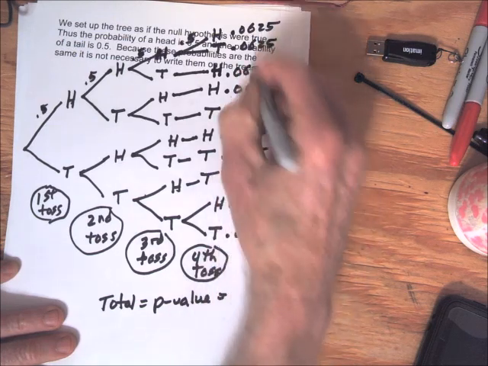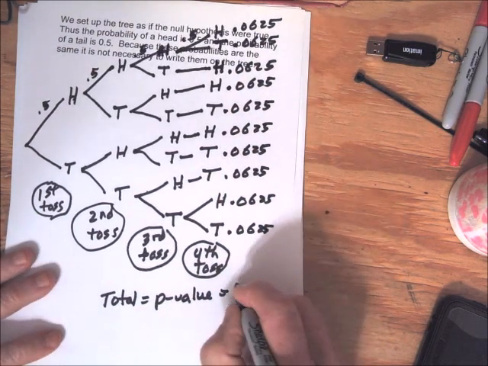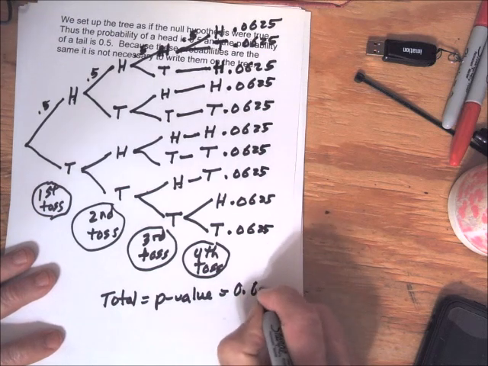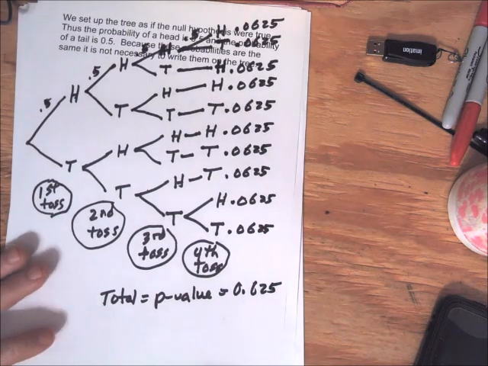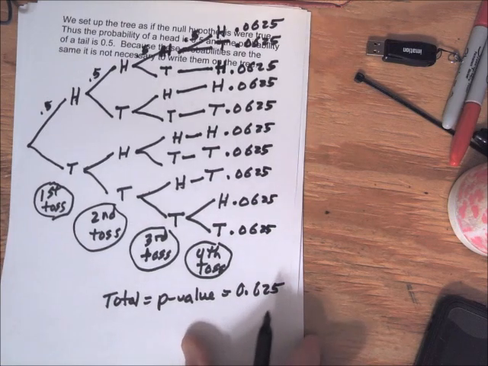We have 10 numbers. 0.0625 added to itself 10 times will be 0.625. So that's our p-value. That's a pretty high p-value, so that means there's little or no evidence against H naught.